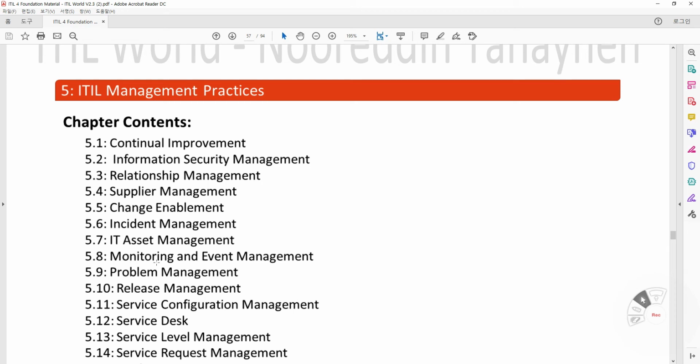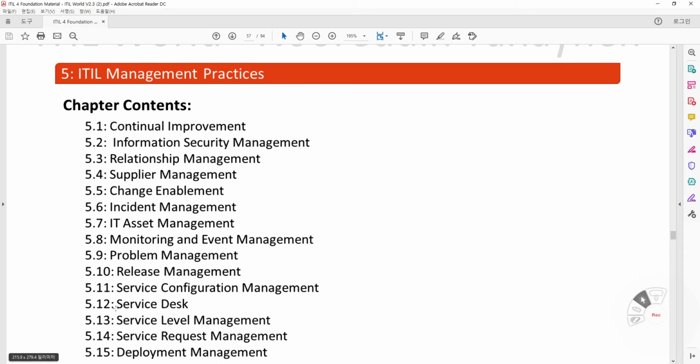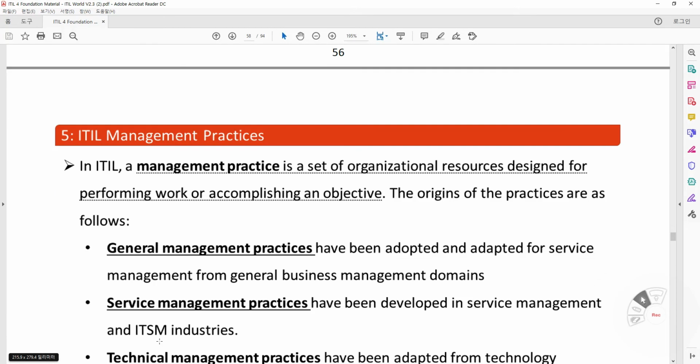Eighth, monitoring and event management. Ninth, program management. Tenth, release management. Service configuration management. Service desk. Service level management. Service request management. Deployment management.